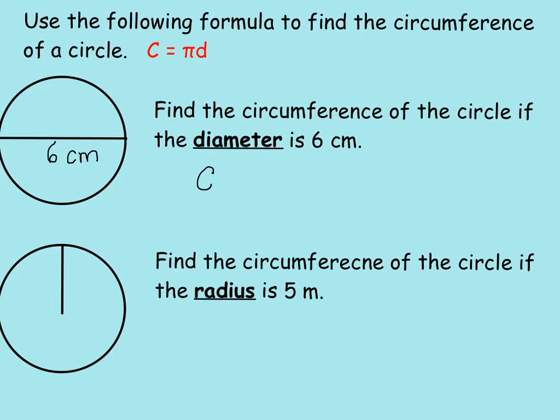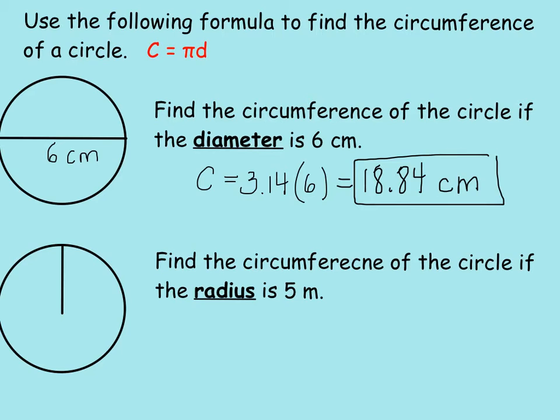So using our formula, the circumference is equal to 3.14 times the diameter. Lucky for us, in this one, the diameter is given to us, and that's equal to 6. Therefore, our answer, once we multiply, is 18.84. Now the units for circumference are just going to be plain centimeters. Area has the little 2, the squared sign, and circumference is just plain, just like perimeter.